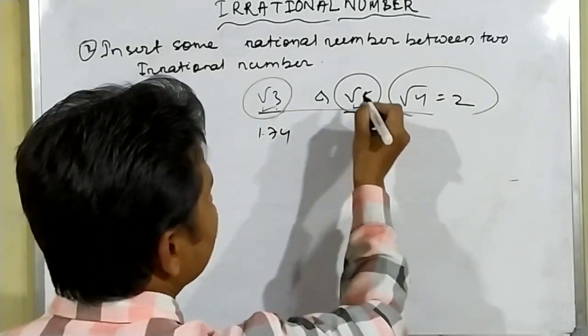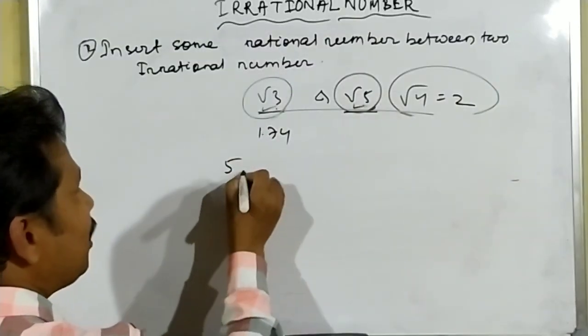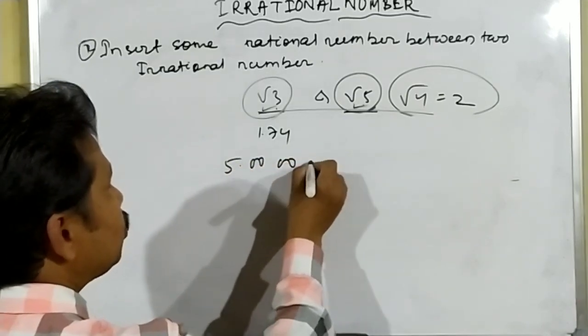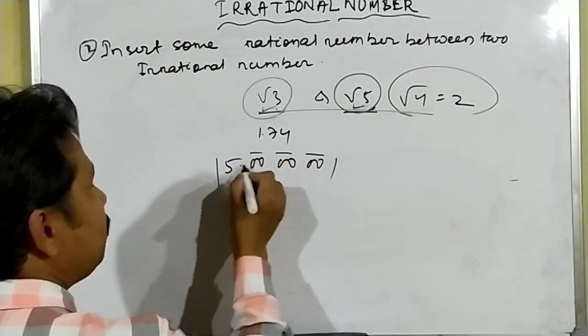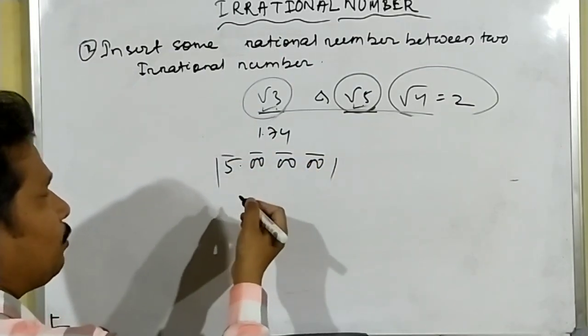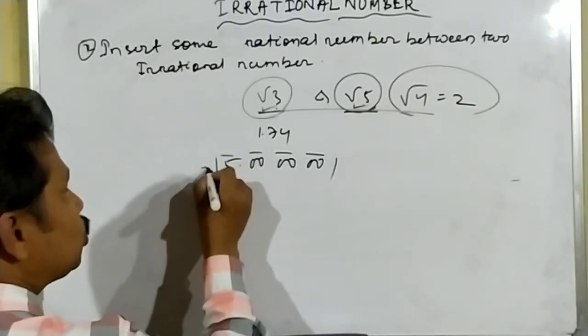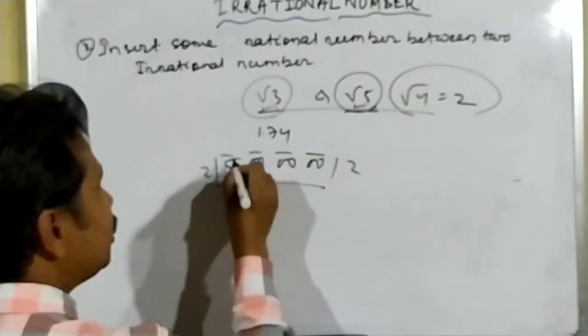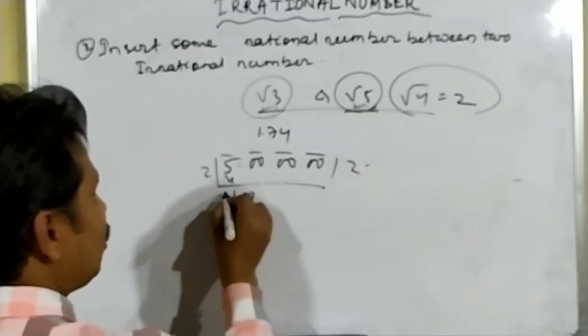So in this case we have to take 1.74. And here, root 5. So again, 5, 20, 20, 20. Then we have to use the division method. We have to find the square root of 5 in the division method. So how? 2 2s are 4. The remainder will be 1. Again 20 will come. So we have to put the decimal point.